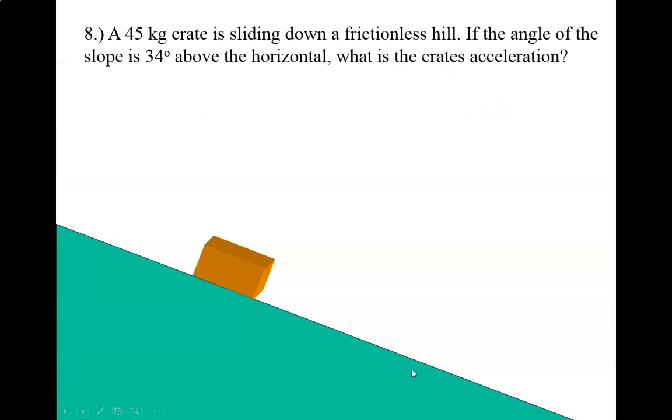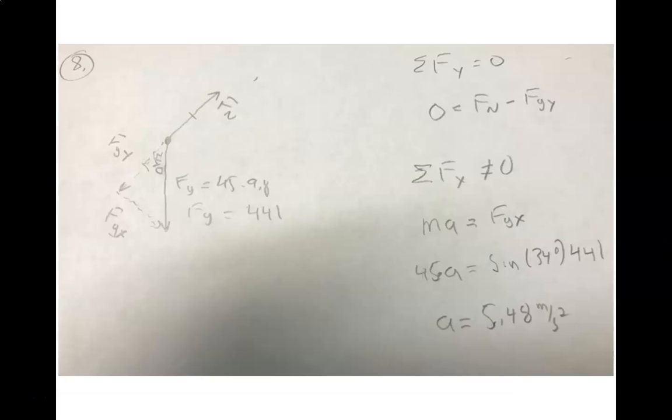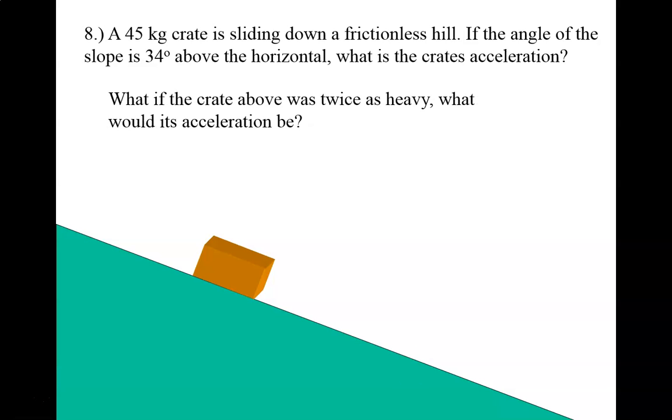Let's see. Last question. So here we've got a 45 kilogram crate. You might want to take a break and come back to this if your brain's getting too zoned out. But this is the last question. A 45 kilogram crate sliding down a frictionless hill. Okay. The angle of the slope is 34 degrees.